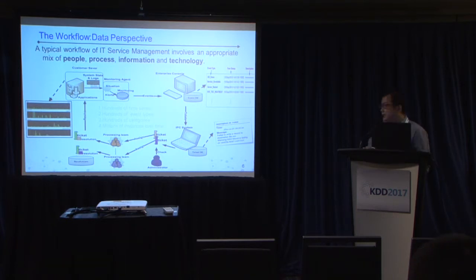And for the ticket instance, you usually have millions of instances over time. So those are mainly the three types of data we have in service management. You can see that those data are basically of different types. And how do you make use of them to help improve the IT service is the task we are going to work on.